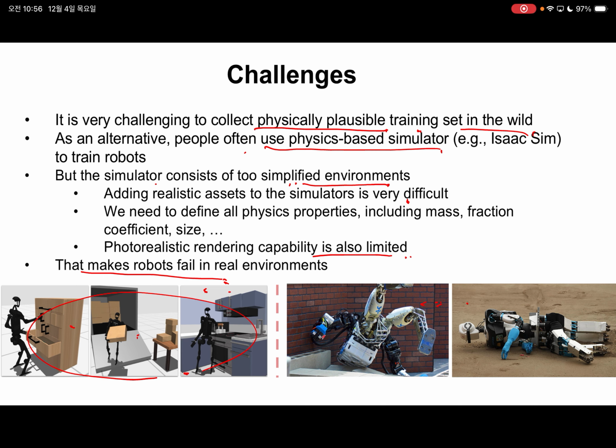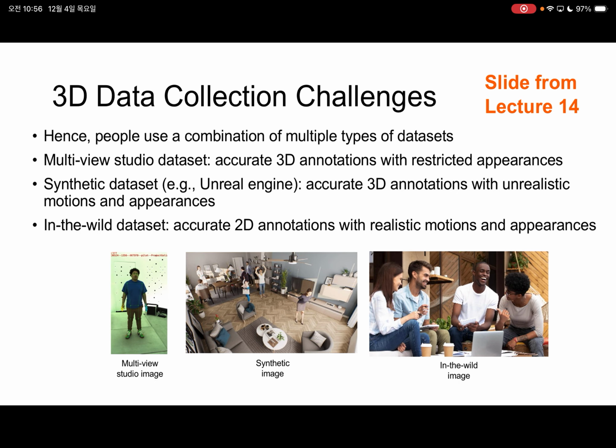So the first challenge is that getting a physically plausible training set in the wild is challenging and not scalable. So people use physics-based simulators, which consist of simplified environments. And this is from lecture 14. We already covered data collection challenges, so we use multiple types of datasets: multiple studio images, synthetic images, in-the-wild images.